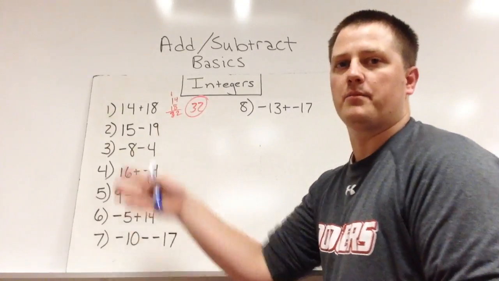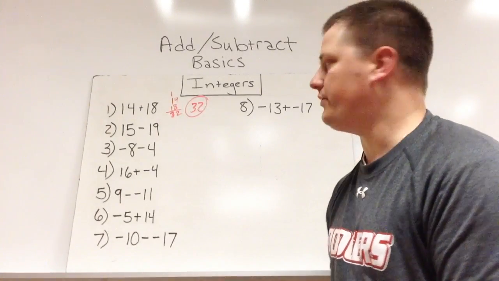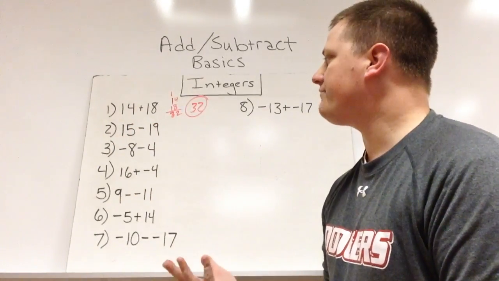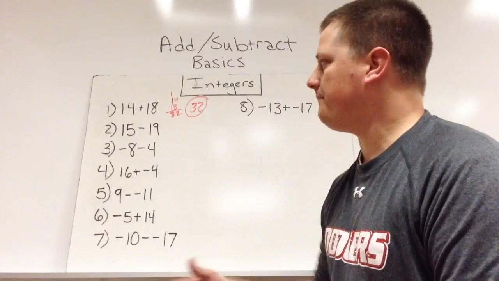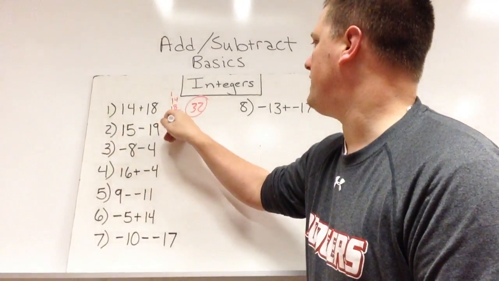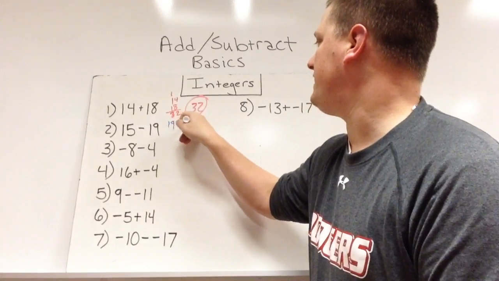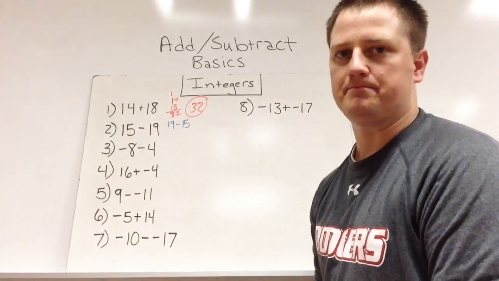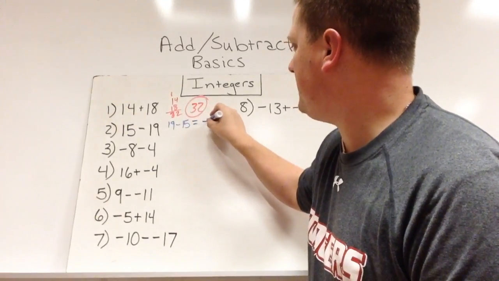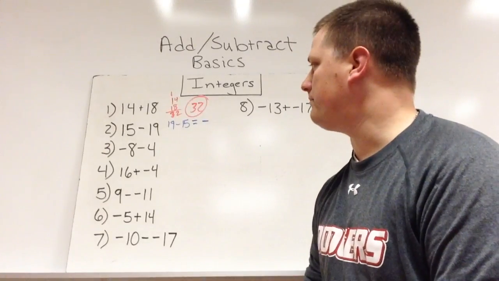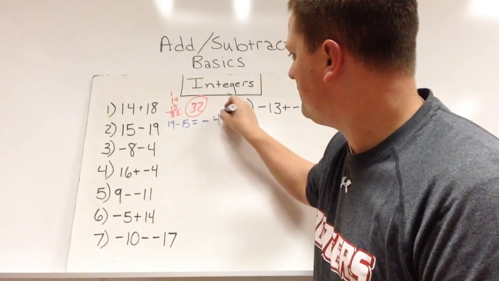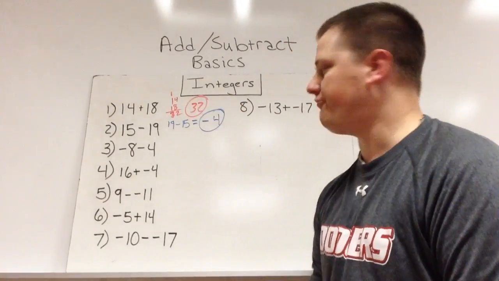Okay? Number 2 is based off of rule 2. So what we have here is 15 minus 19. So what we have to do is look at which number is bigger. Well, 19 is actually bigger than 15, so we really want to do 19 minus 15. But because the second number is bigger, that means our answer is going to be negative based off of the way the problem started. So 19 minus 15 gives us 4, so our answer is actually negative 4.